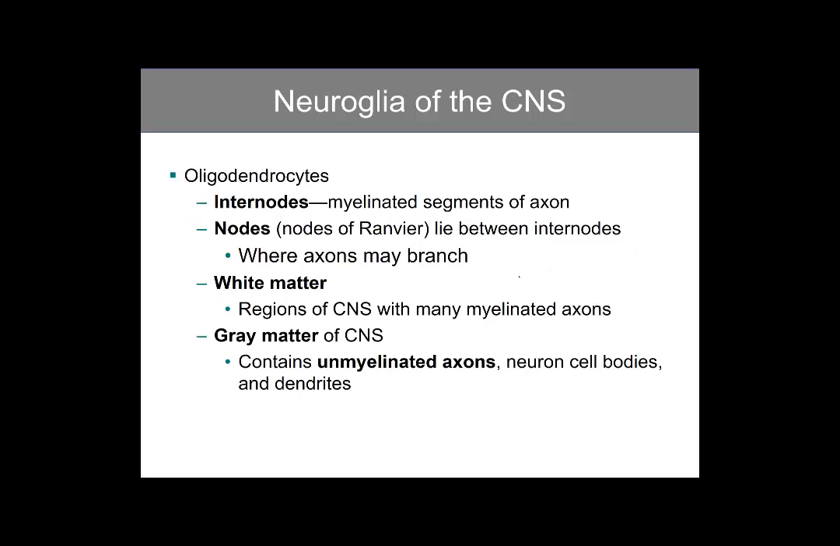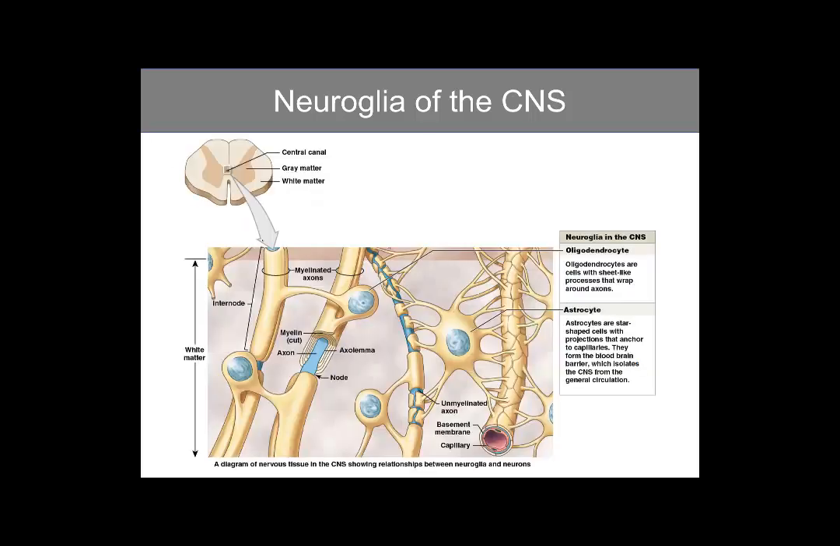When we look at oligodendrocytes, we have some terminology that we can use, such as internodes and nodes. Internodes are segments of myelinated axons, while nodes, or nodes of Ranvier, lie between the internodes. We'll show an image in just a minute of these two structures. In fact, we'll show them right now. Here we have the internode, so this region of myelinated axon.